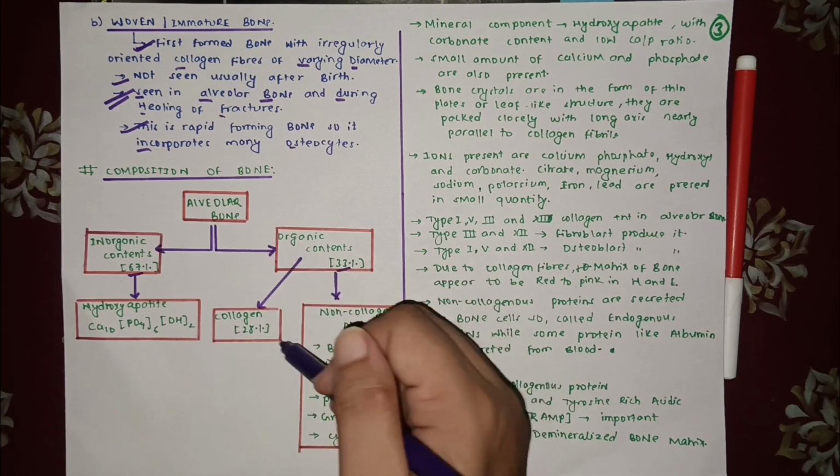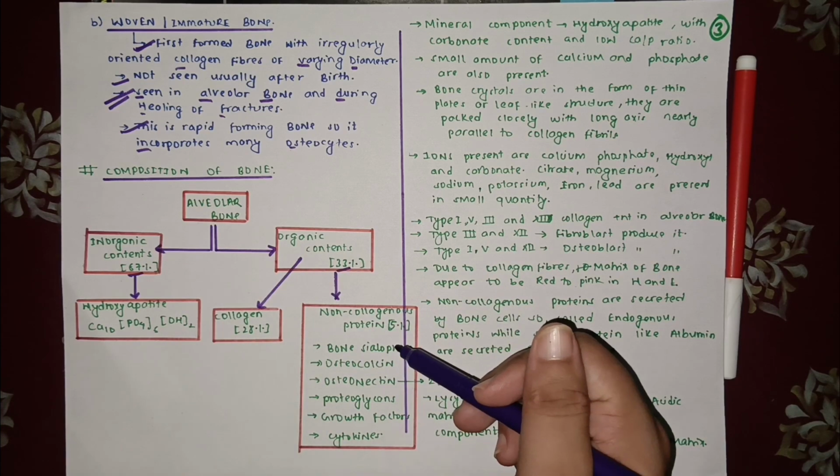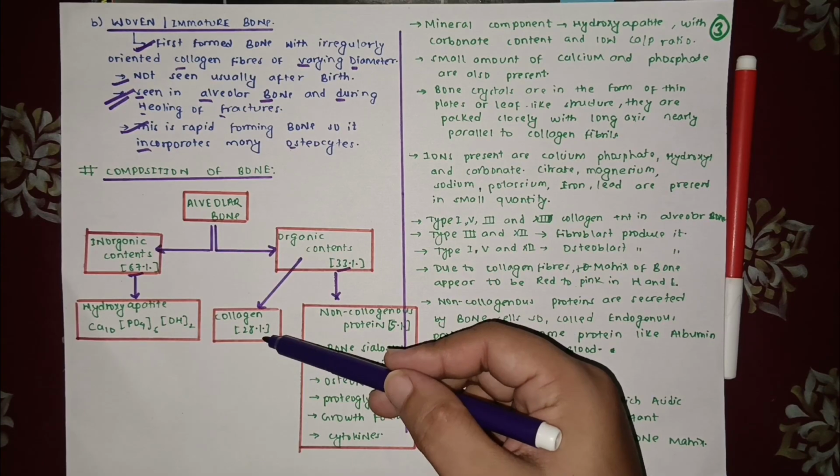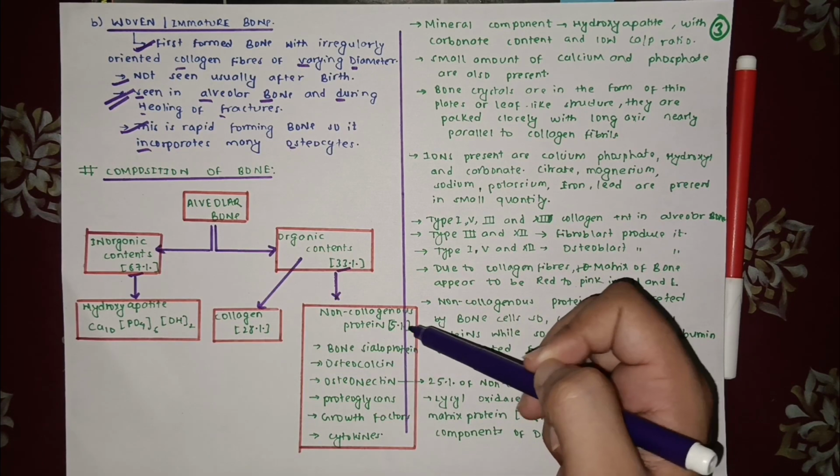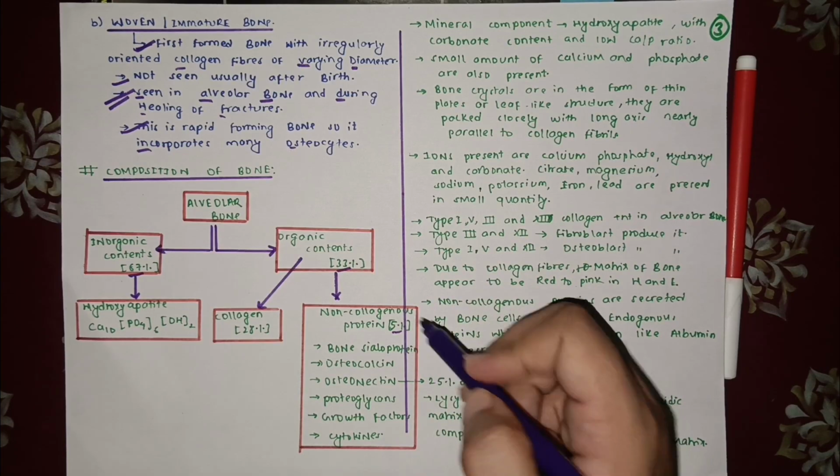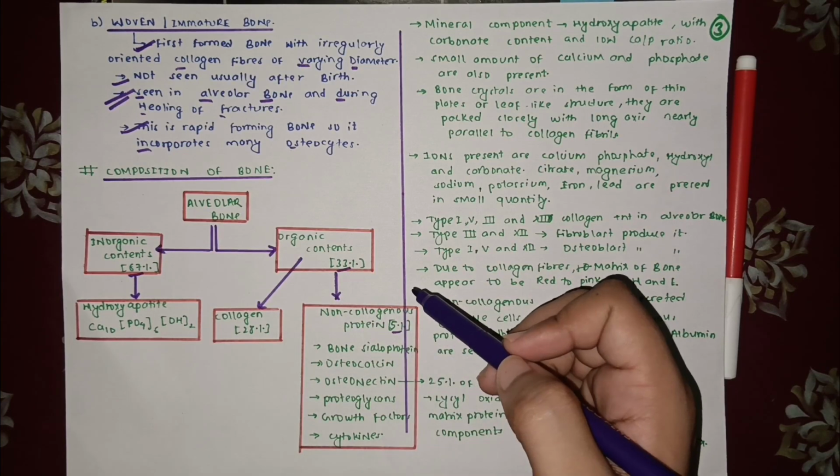And in the organic content we have collagen and the non-collagenous protein. The collagen is 28 percent, and in the non-collagenous protein we have 5 percent, and that will form the 33 percent.